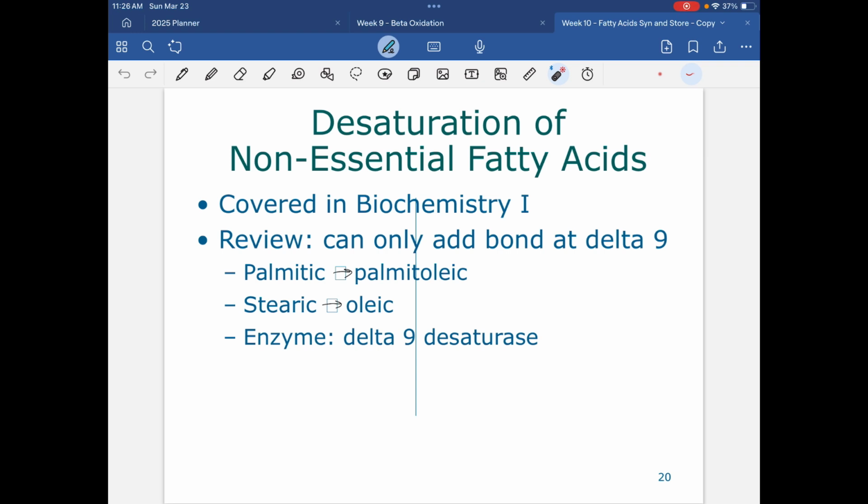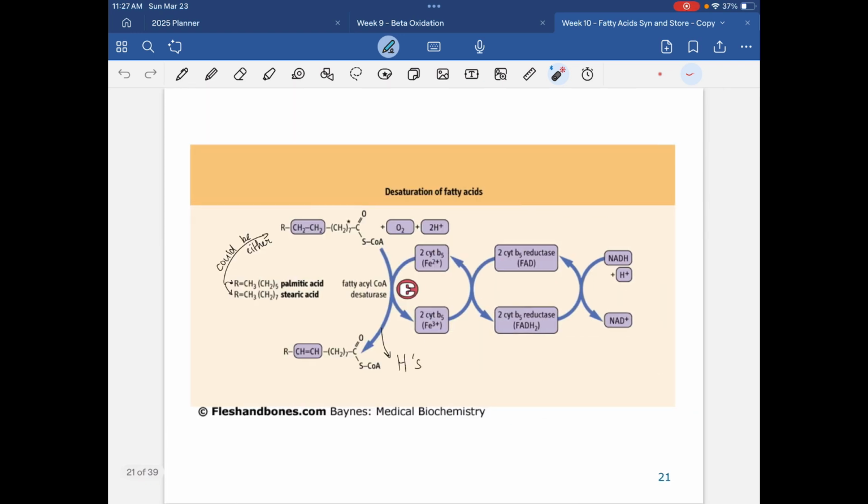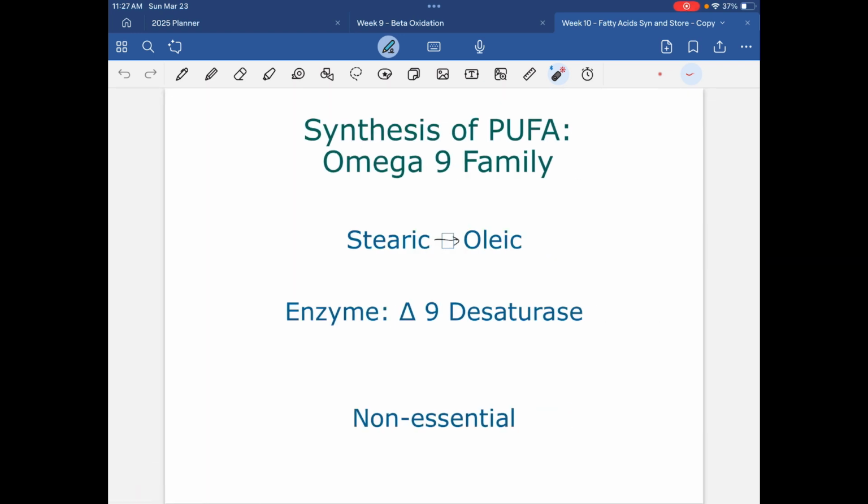If I want to desaturate them, if I want to make unsaturated fatty acids, I am limited to one enzyme, and that is a delta-9 desaturase. That's because we can only add bonds at the delta-9 carbon. So it doesn't matter what length we start with, I can only add the double bonds in one location. Since there's only one location I can add them, there's only one enzyme I can use to desaturate my non-essential fatty acids. So here's an example. We can start with stearic acid, which our body can make. If I want to desaturate it, the only place I can do it is the delta-9 carbon using that one enzyme we have, and that's going to make oleic acid.